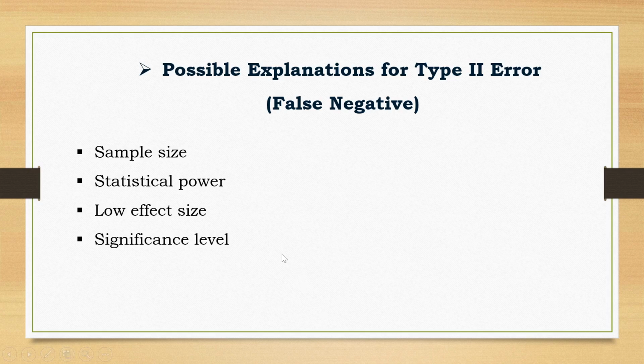The actual difference or relationship is very small and difficult to detect with the given data. The last one is the significance level. A lower alpha level, such as 0.01 instead of 0.05, makes it harder to reject the null hypothesis, thus increasing the possibility of type 2 error. The probability of type 1 error decreases, but this is a direct trade-off effect.